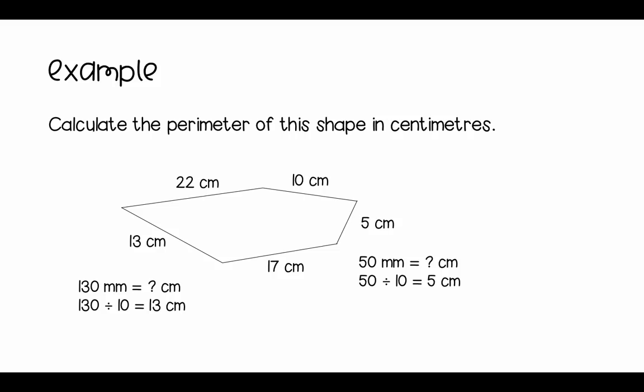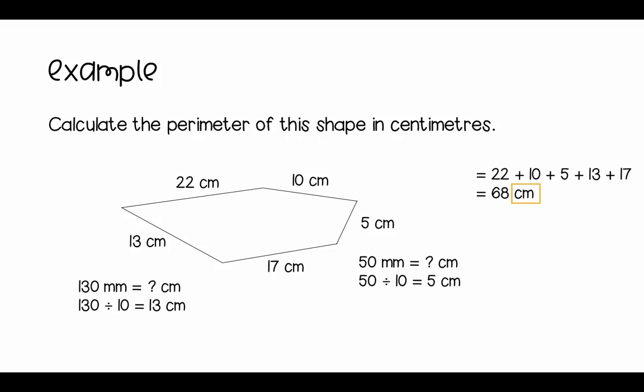Now that they're all in the same units, and whenever we're doing perimeter or area or whatever we're doing, anytime we're doing measurement, we need to always have them in the same unit. Okay, so now that they're all in the same unit, we can add them together. So we've got 22, 10, 5, 13, and 17. And I don't need to do any vertical for that because that's relatively easy. We get 68 centimetres.